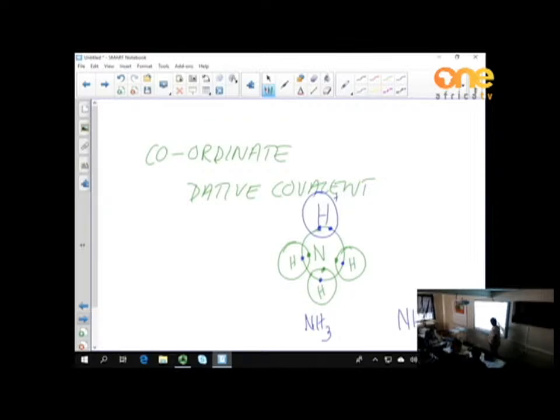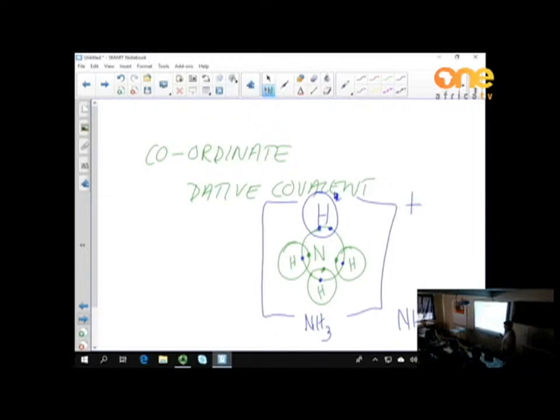And once that bond has formed, the whole molecule is positive. We cannot distinguish this bond from any of the others. It's the same strength and it looks identical. This bond over here is a coordinate or a dative covalent bond. Hydrogen has lost an electron.